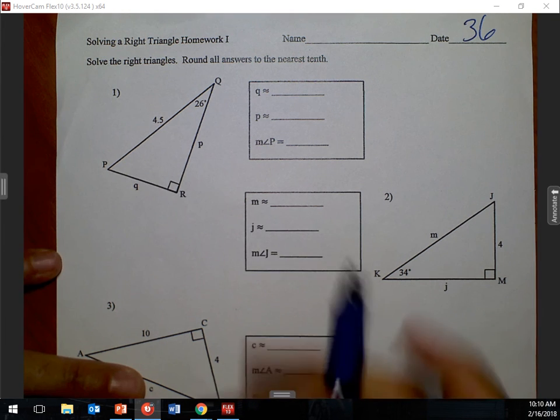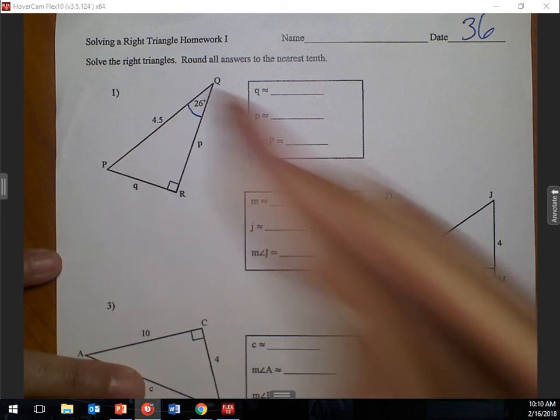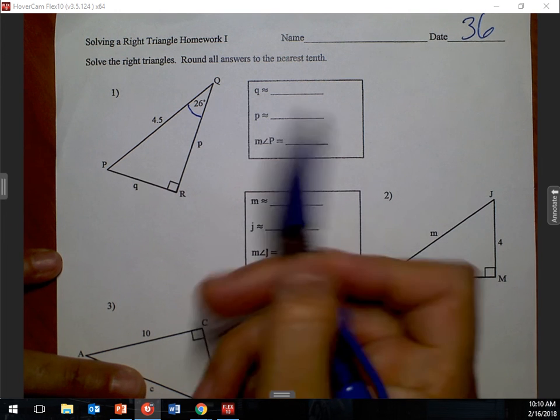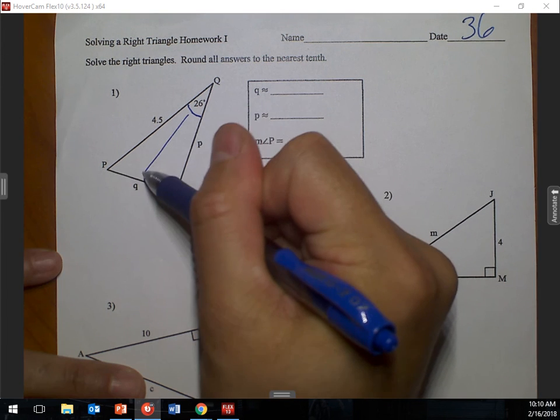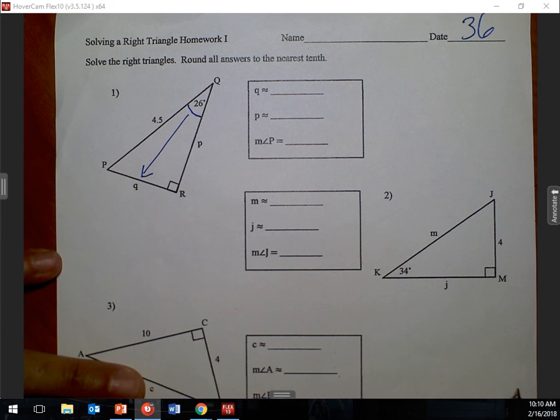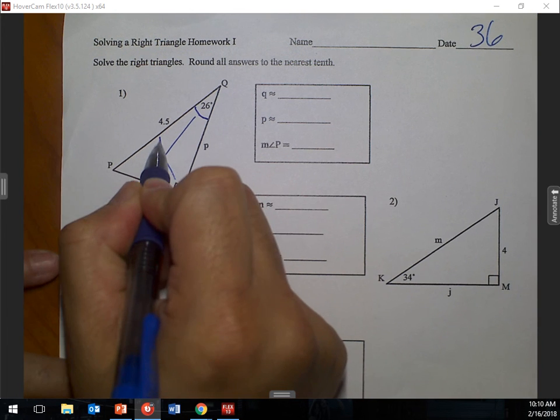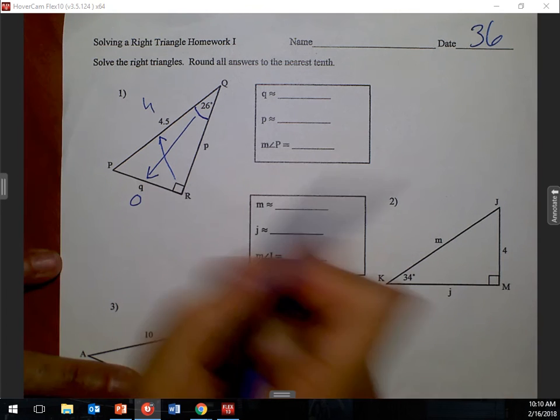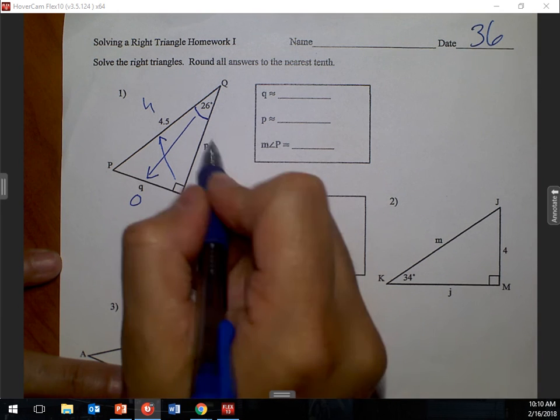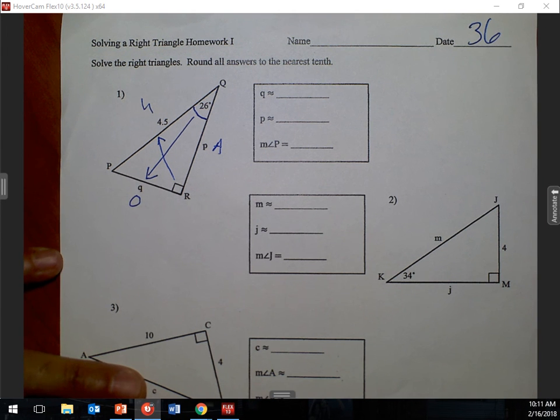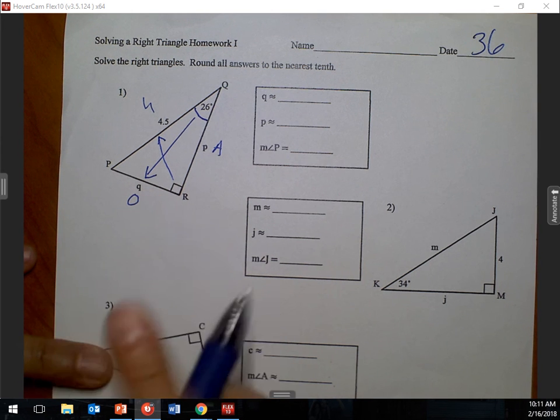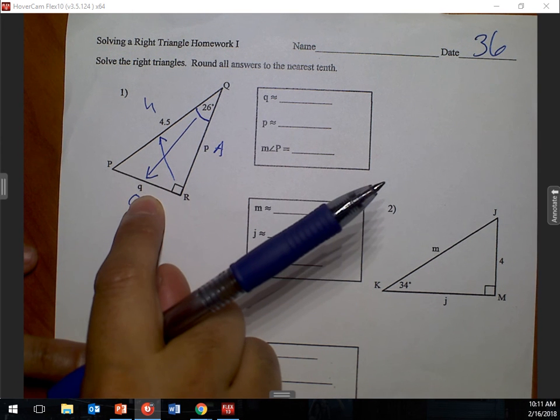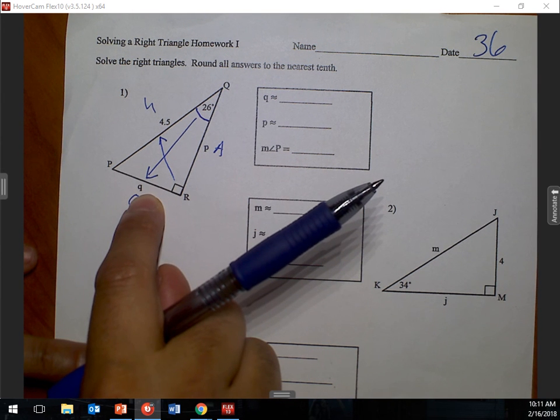Okay, so we're using this as a reference angle. I'm helping you set it up. My reference angle is 26. This side over here is opposite, put an O. This side over here is the hypotenuse, put an H. This last side is adjacent. Now, what do you want to solve for first? Okay. Let's solve for this one.